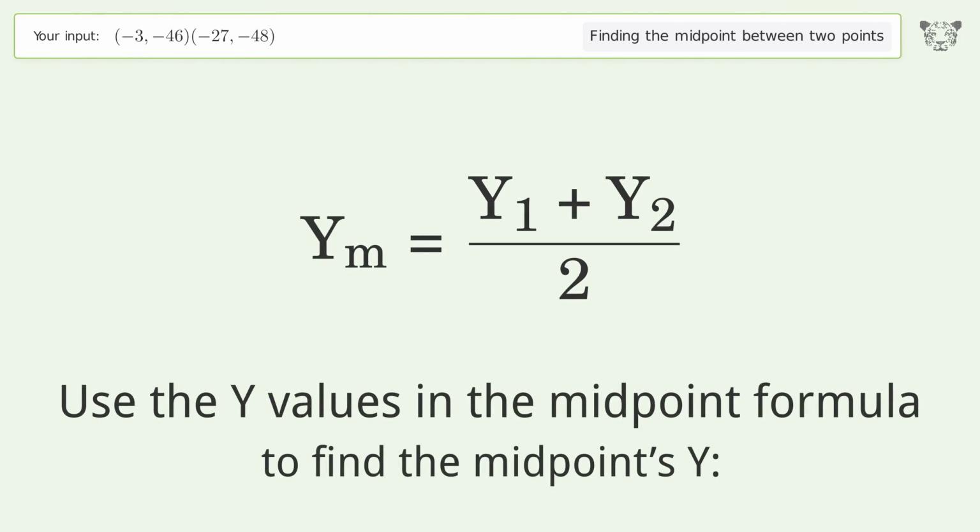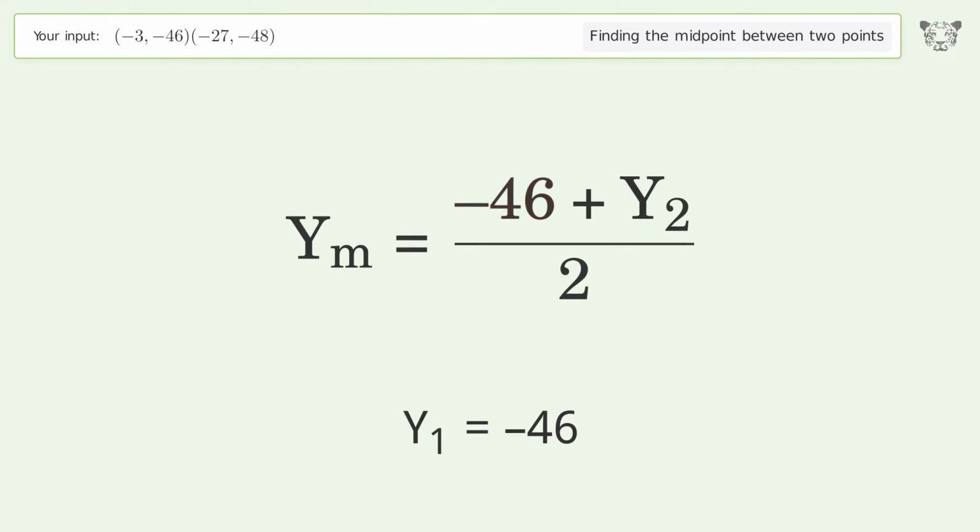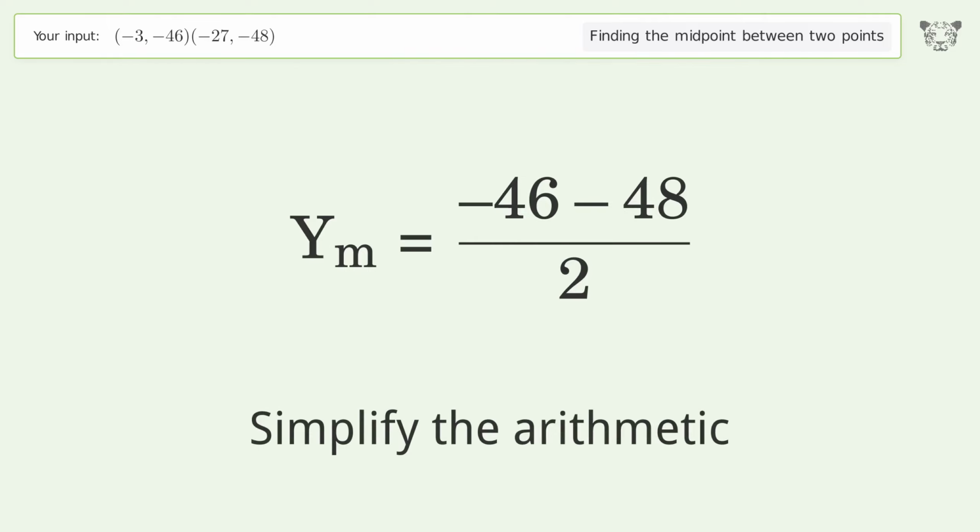Use the y values in the midpoint formula to find the midpoint's y. y1 equals -46. y2 equals -48. Simplify the arithmetic.